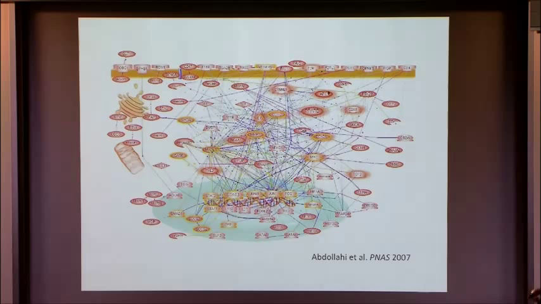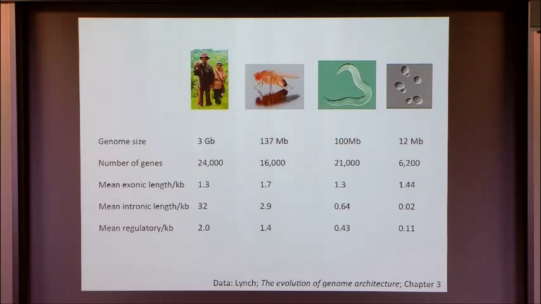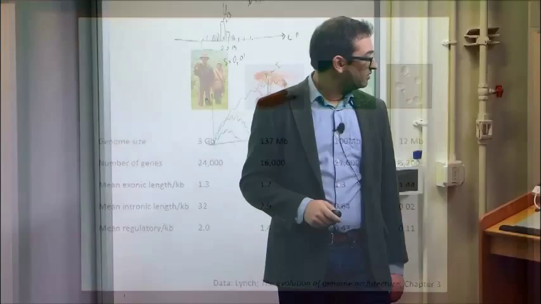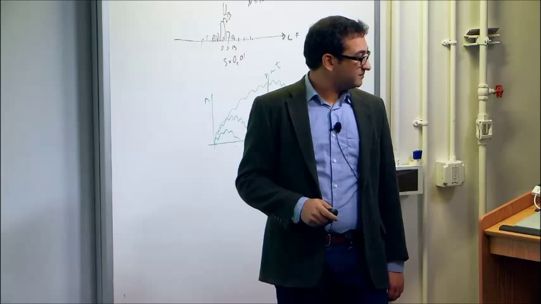What about other genomic features? Here I'm showing you a comparison between the four most popular model organisms: humans, Drosophila, C. elegans, and yeast. Genome size varies a lot. The number of genes doesn't vary that much, particularly C. elegans. Are there organisms that have more genes than humans? Yes. There are quite a lot.